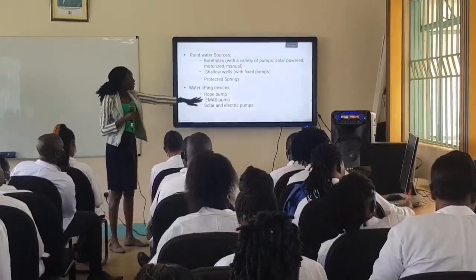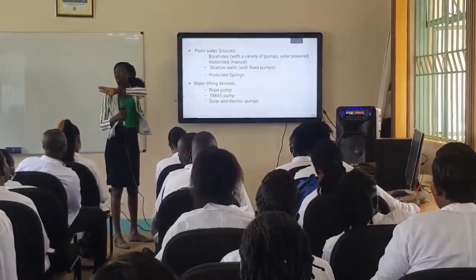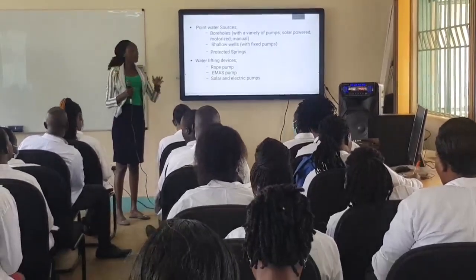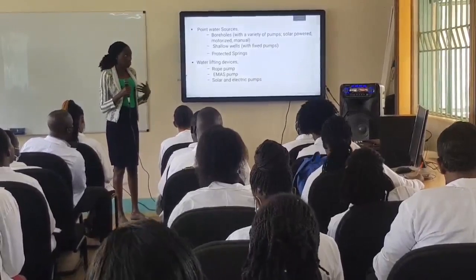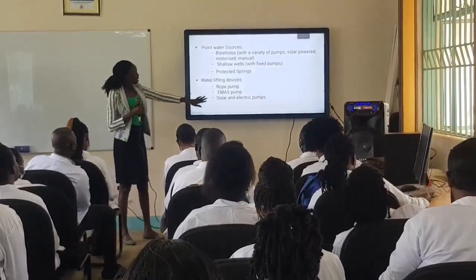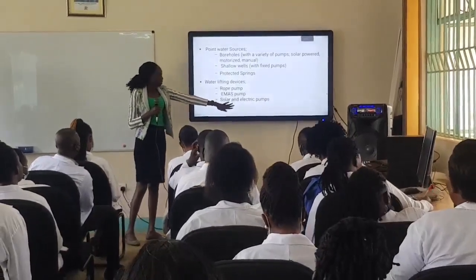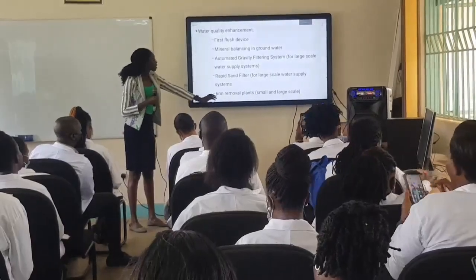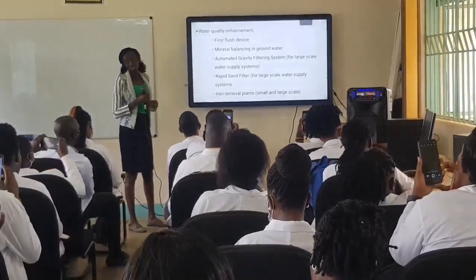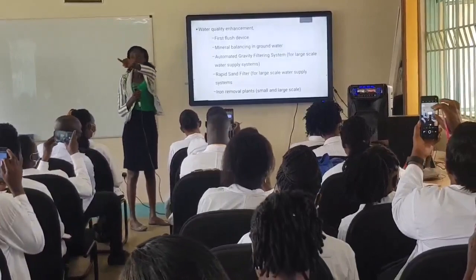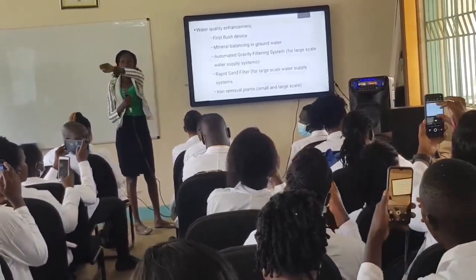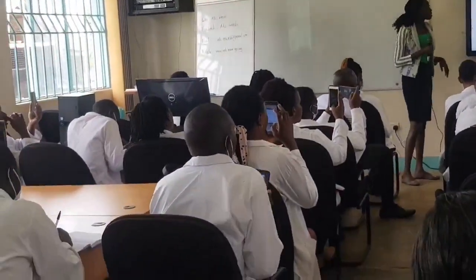Then we have a mass pump. We have one there. You're going to see it. It's a PVC piston-like pump. Then solar and electric pumps. You have first flush devices. We have one attached to that water harvesting equipment. On that edge, you're going to be seeing it.